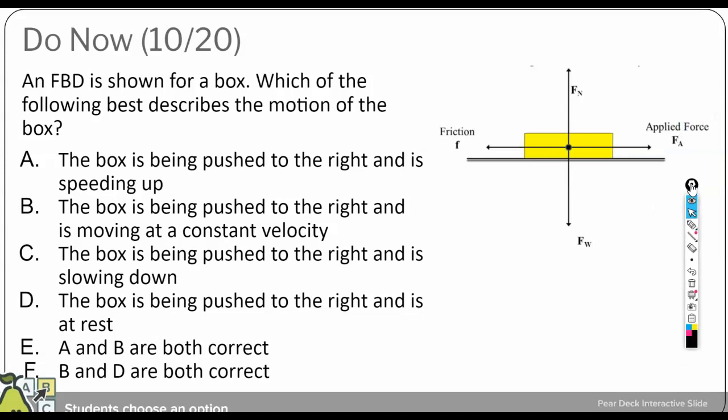Okay, before we do that, I want to take a look at a do now question. And so this do now question says a free body diagram is shown for a box. Which of the following best describes the motion of the box? Okay, and so you can see the free body diagram here, and you can see the different answer choices available. So pause it here and try to answer this do now question on your own.